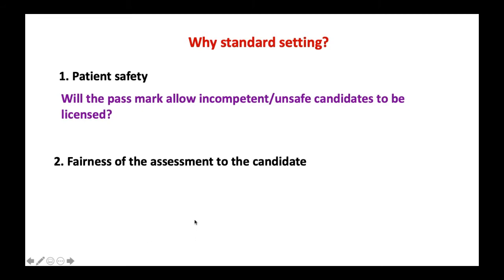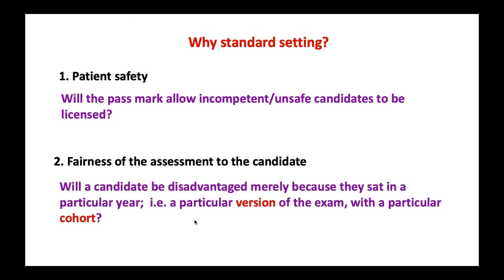Then the second question is about the fairness of the assessment to the candidate. Now, if I sit this year and I get more than 50% and I pass, and then next year another candidate of the same ability as I am sits, but the question paper is much more difficult, in that case, that candidate will fail, but both of us had the same ability. So will a candidate be disadvantaged merely because they sat in a particular year, a particular version of the exam with a particular cohort? Then it's trouble. So therefore, we should ensure year on year that we pass candidates of similar ability.